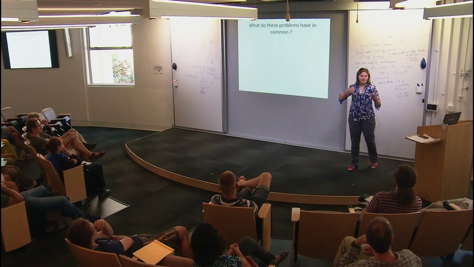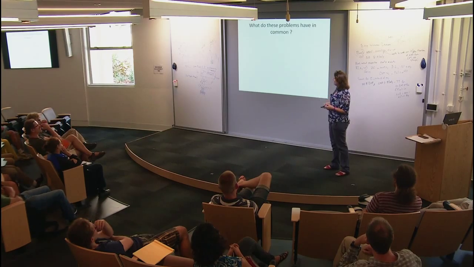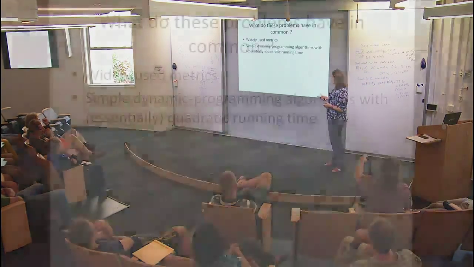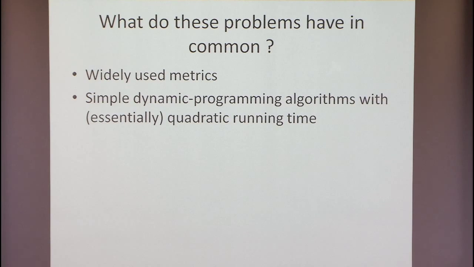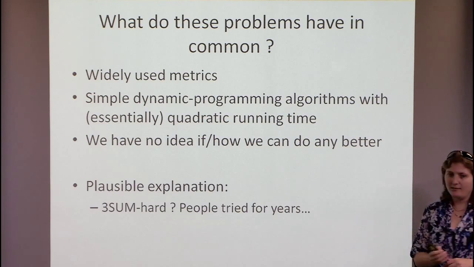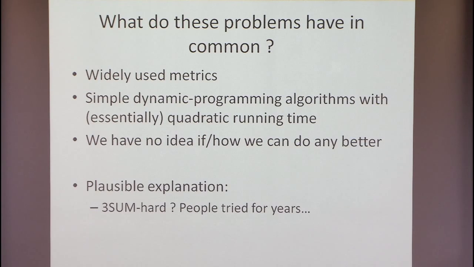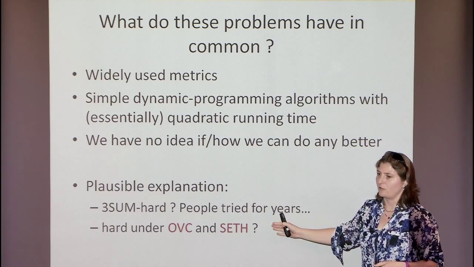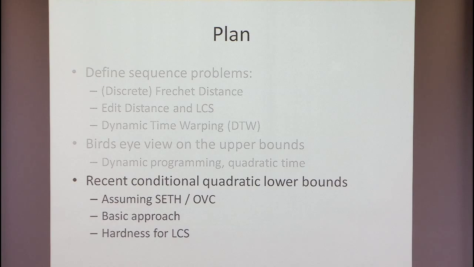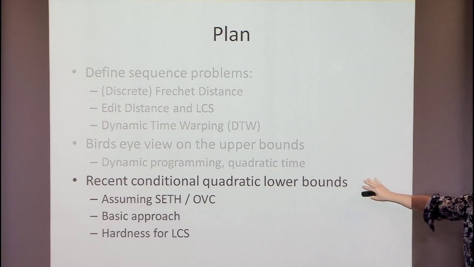So, okay. I defined a bunch of these problems. You notice some of them are very similar. And what do they have in common? They're all very widely used metrics. They're used all over the place, very practically motivated. They have simple dynamic programming algorithms. Basically, you look at the definition and it just happens. We have absolutely no idea if you can do much better than n squared. People have explored proving 3SUM hardness for these problems for years and have not succeeded. And so perhaps they're hard under the orthogonal vectors conjecture and strong ETH because this is a different problem. Maybe you can get reductions from it, even though from 3SUM it has proven to be challenging. Okay. So this concludes the introduction of this. And now I will take some more questions, and then I'll move to giving you some proof.